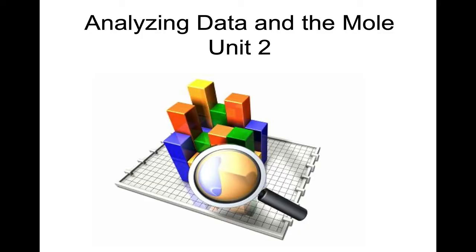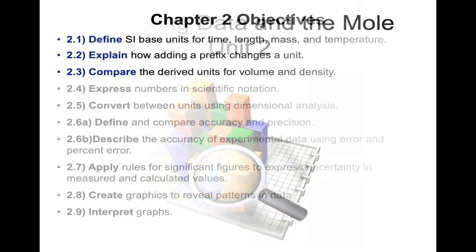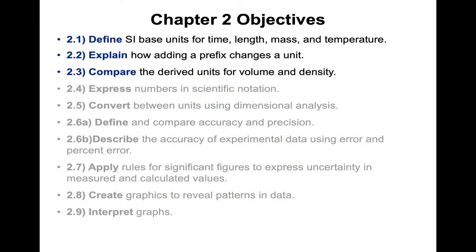We're going to continue on here on this next day on analyzing data in the mole, Unit 2, and we're looking at section 2.3. In 2.3, we're going to first define what derived units are in volume and density, and then we're going to compare how they work for regular shaped objects and irregular shaped objects, and ultimately liquids.